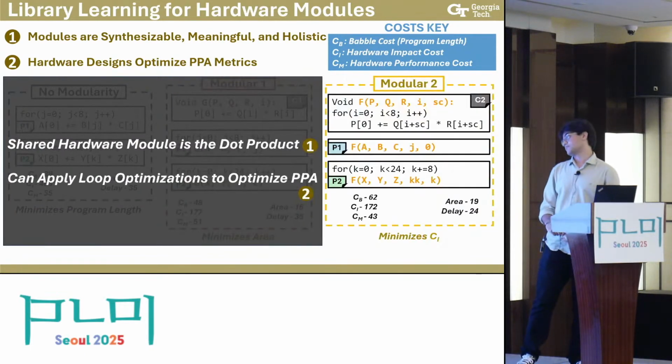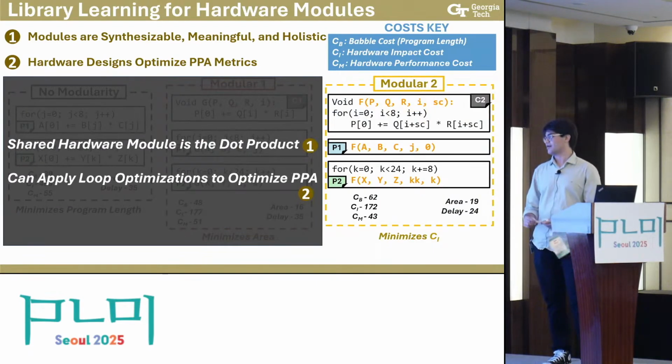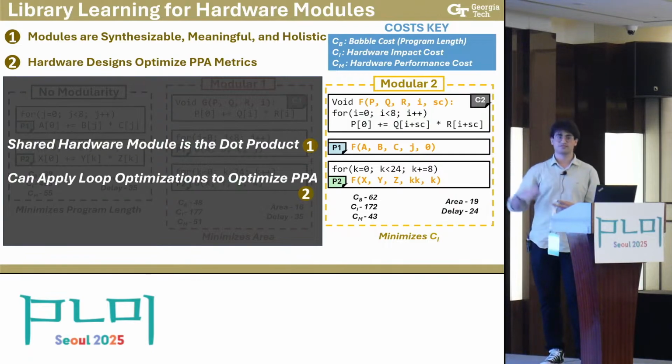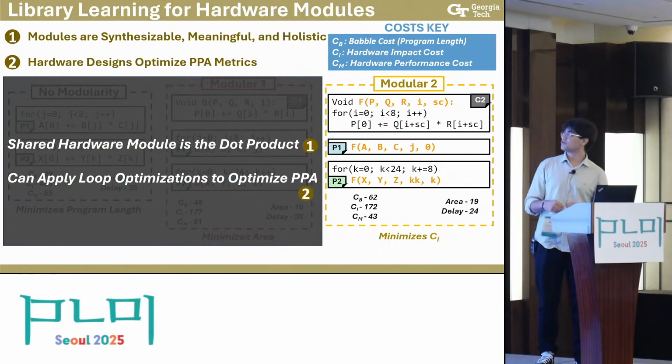Which leads us into modular 2. Here, the shared hardware module is our dot product. So it is synthesizable, it's meaningful, and it is holistic here, capturing the whole operation. And therefore, when you capture this whole operation, if you want to unroll this loop or perform further optimizations on this loop, it exists in the function, and you can further optimize your PPA. Hence why, in this case, both your hardware impact cost and performance cost are minimized.